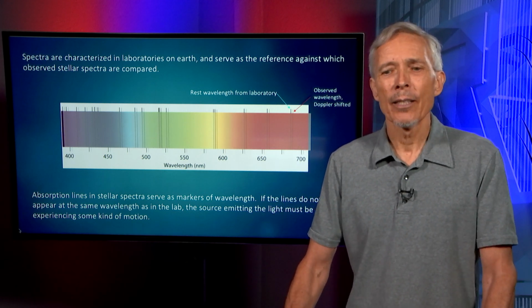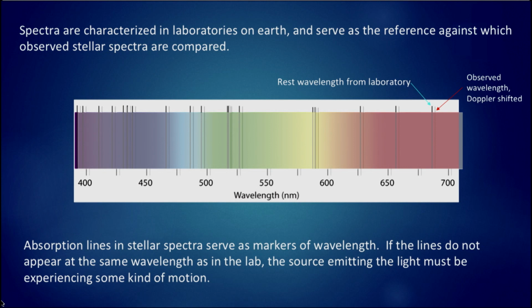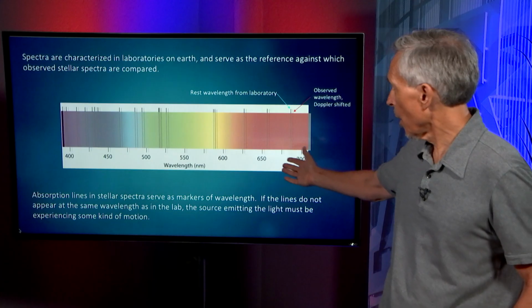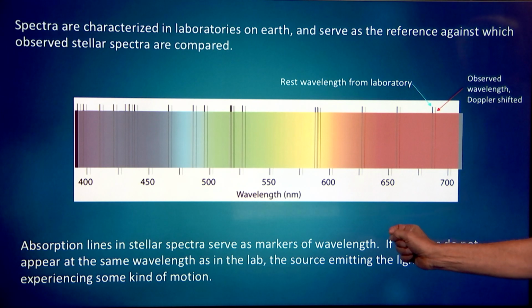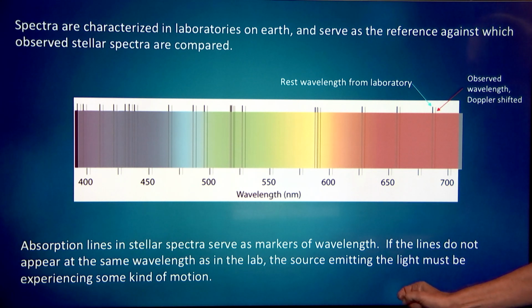So the absorption lines in stellar spectra are serving essentially as markers of wavelengths. And if the lines are not at the same wavelengths as they appear in the lab for that same element, then we know the source emitting the light must be experiencing some kind of motion. Now, it helps in the detection of exoplanets that these absorption lines are extremely narrow, allowing us to define their mean wavelengths at rest extremely accurately, to tiny fractions of a percent. And that gives us corresponding precision in measuring the motion of a celestial object.